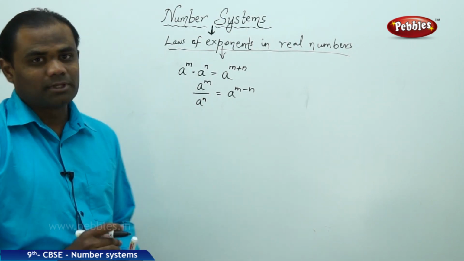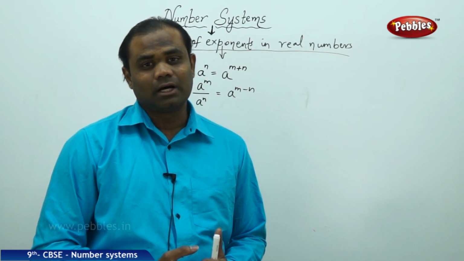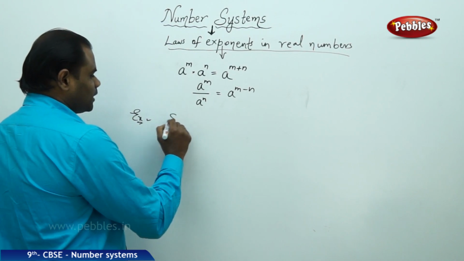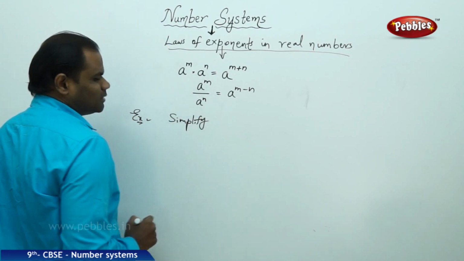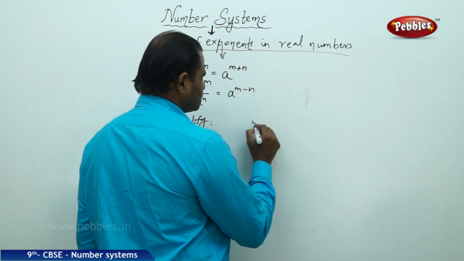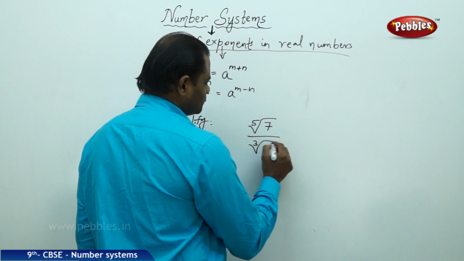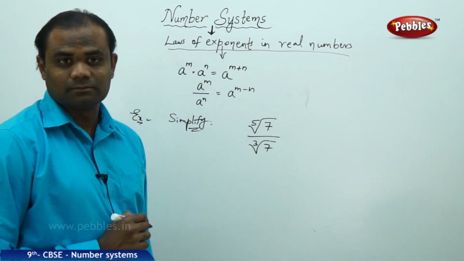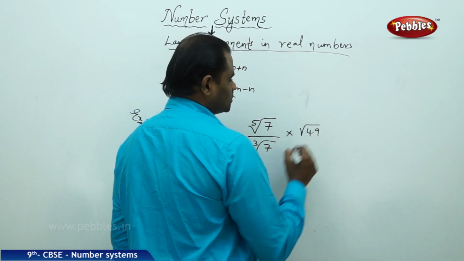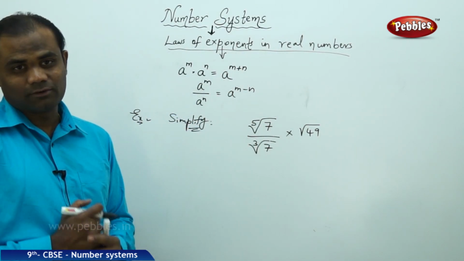So based on these two properties, let's see how we can simplify some different examples where real numbers are given in this form. For example, I have a question which says simplify the real numbers which are expressed in the form 5th root of 7, cube root of 7 into root 49. So let's see how we can simplify this strictly using the laws of exponents.